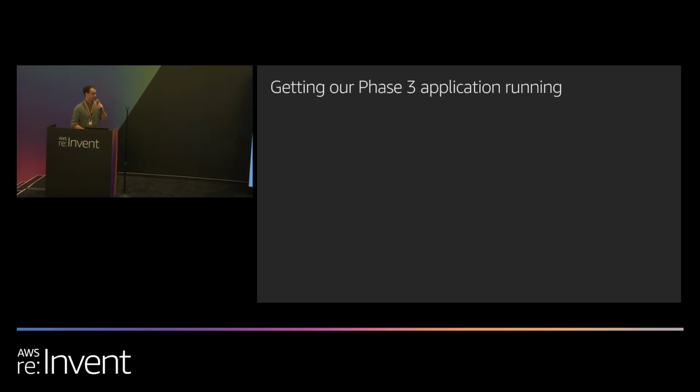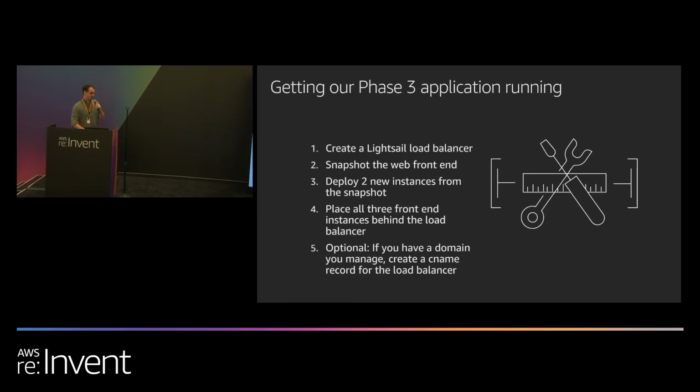So phase 3, scaling out the front end, will consist of these steps. I'm going to create the load balancer, snapshot the front end, use those snapshots to create the multiple front end servers. Then I'm going to put all 3 behind a load balancer. If we have time, we can add a custom CNAME record, so we give the load balancer a nice domain name rather than the default one. But those are the steps essentially to get our complete architecture, multi-tiered, highly available to-do app in place.